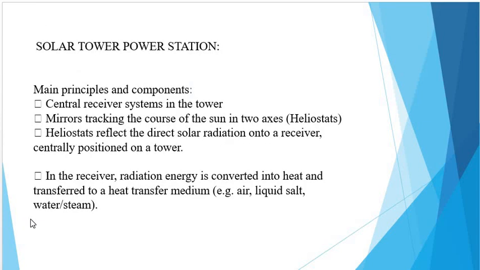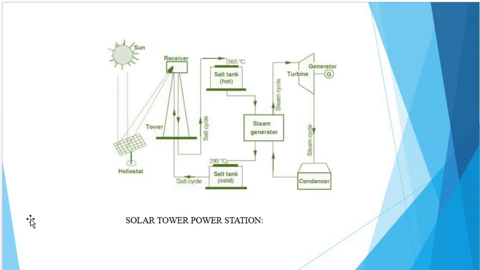Solar tower power station: the main principle and components in a solar tower power station are the central receiver system and mirrors tracking the course of the sun on two axes. Heliostats reflect the direct solar radiation onto a receiver centrally positioned on a tower. In the receiver, the radiation energy is converted into heat and transferred to the transfer medium. This is the overall structure of the solar tower power station.